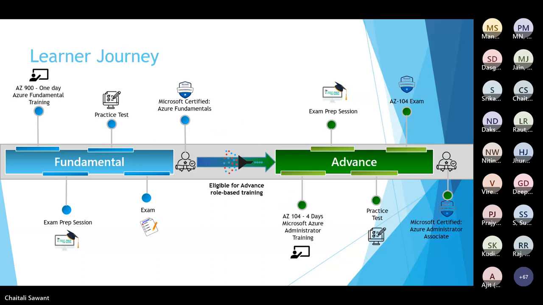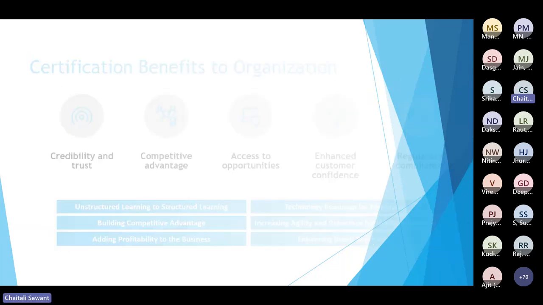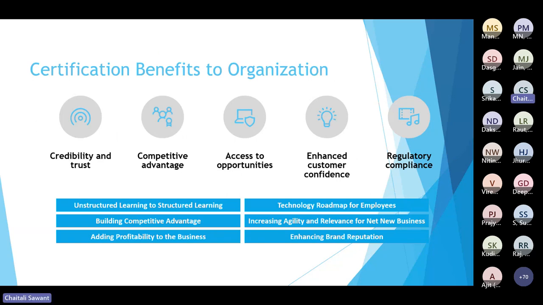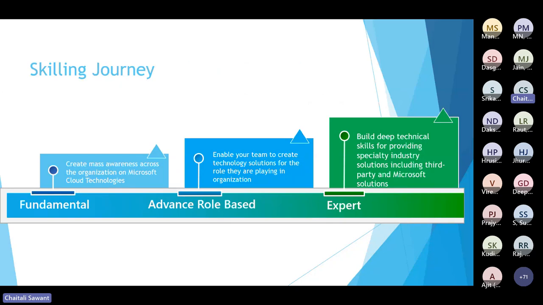So this is the journey path to completing the Microsoft certification. As you can see, you just have to go for the fundamentals first, then you can appear for advanced level certifications. These are the certification benefits to the organization: you can enhance the brand reputation, add profit to the business, and build a competitive advantage for your organization. Then the skilling journey path, as you can see over here. First, you have to complete the fundamental level certification. Then you can appear for advanced role-based and expert level certifications.